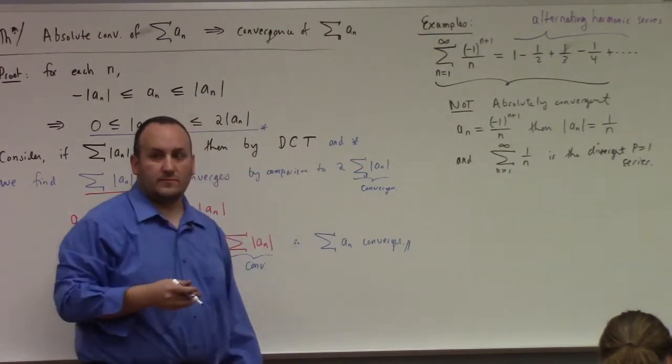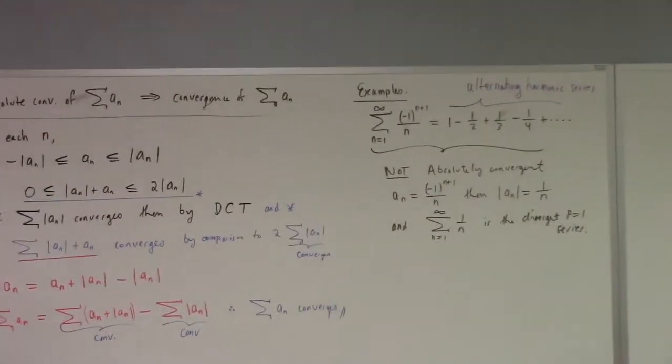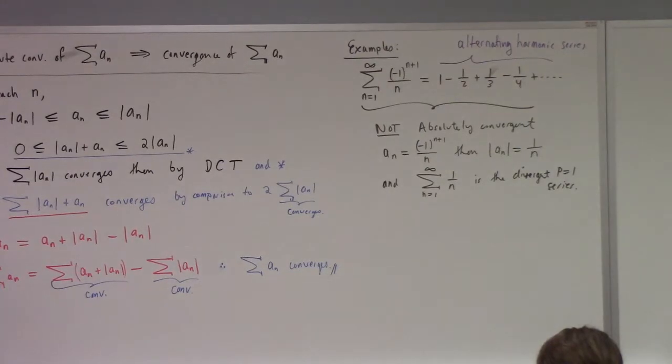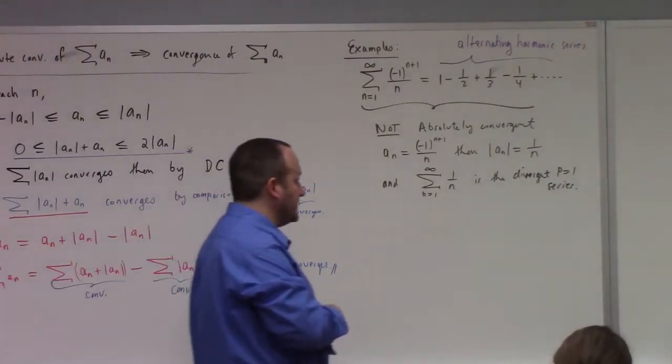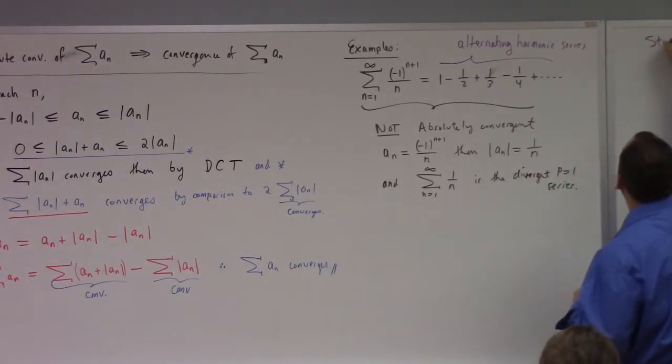So we have a test which proves that it's convergent, but I think it's useful actually to just talk directly about why this series is convergent by studying its partial sums. All right, let's do that. Let's study the partial sums of the alternating harmonic series.